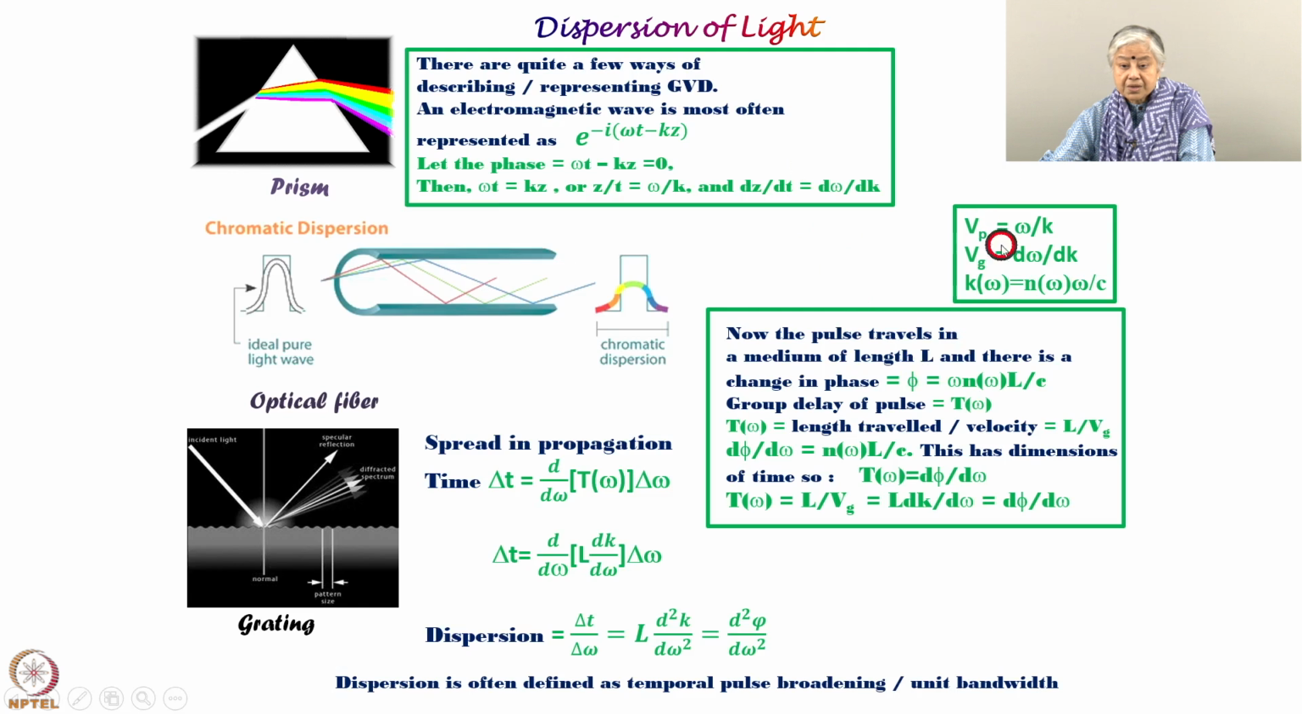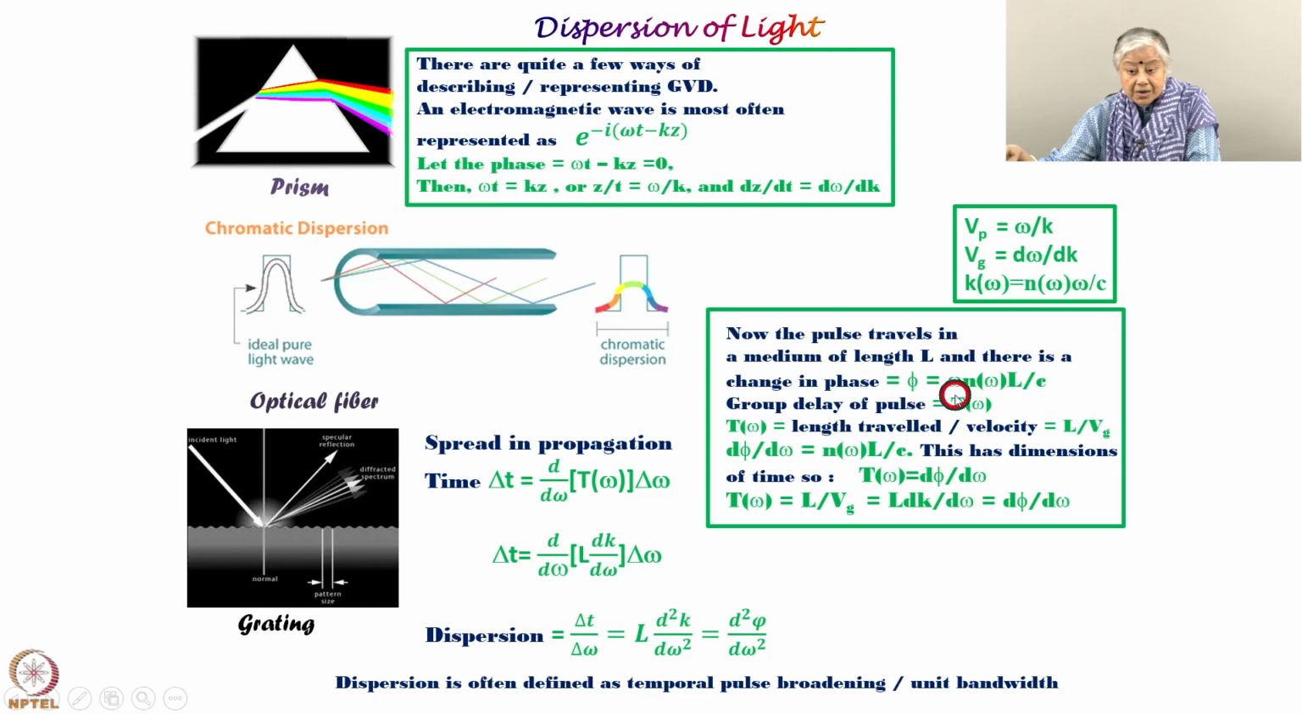So, here is Vp, Vg and k of omega, which is a function of frequency and a function of the refractive index. Now, the pulse travels in a medium of length L, and there is a change in phase. Here I talk about the phase at that instantaneous time t, while here I am saying what is the change in this phase itself, which is called phi.